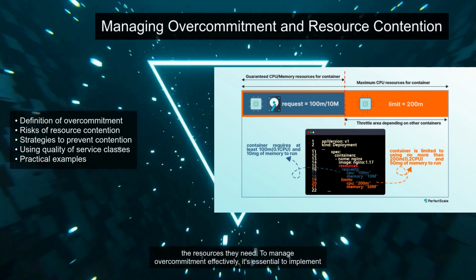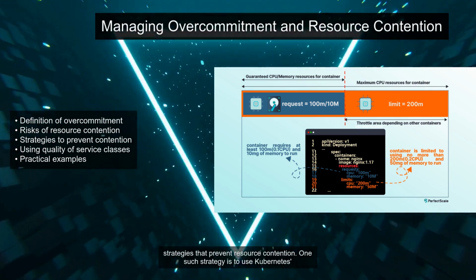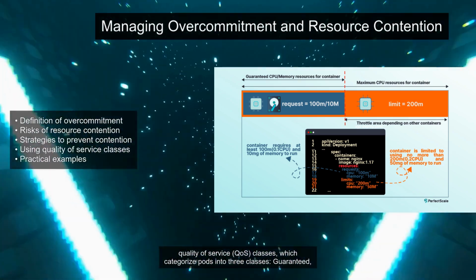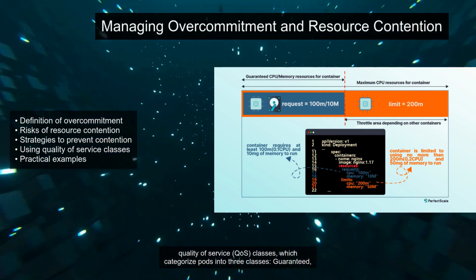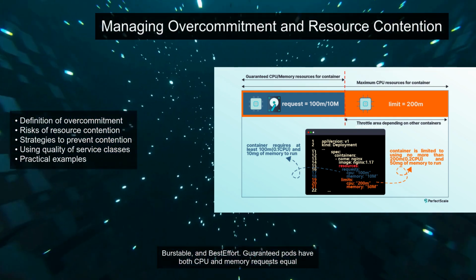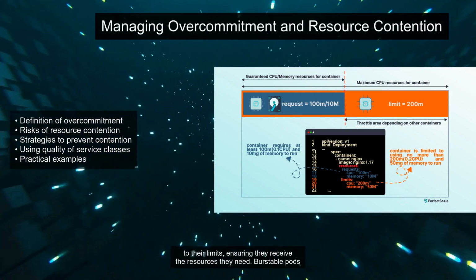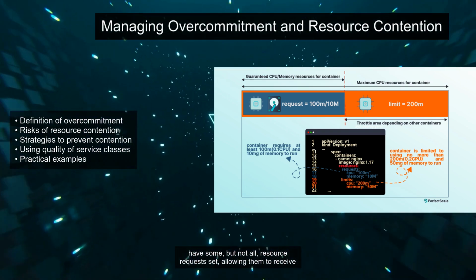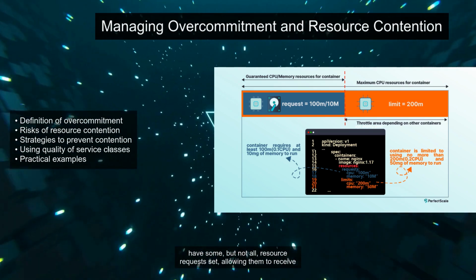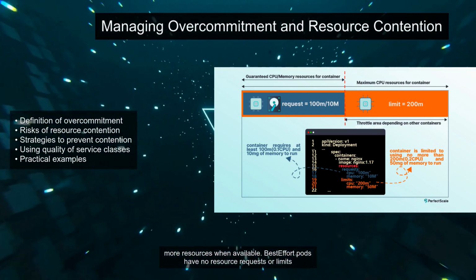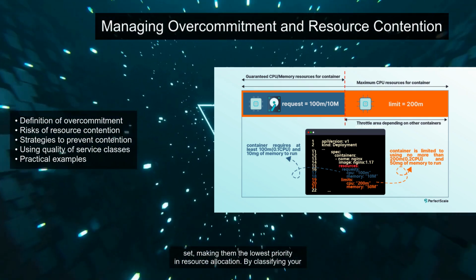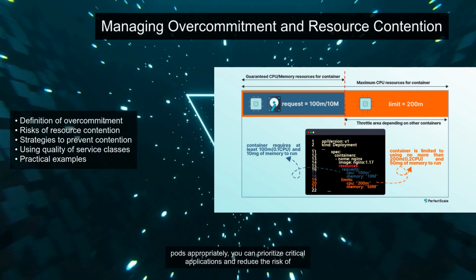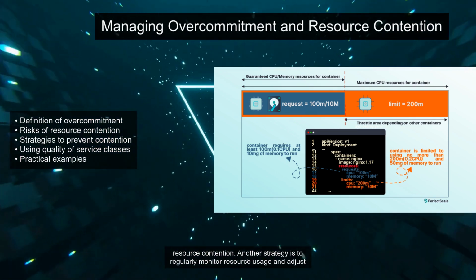To manage overcommitment effectively, it's essential to implement strategies that prevent resource contention. One such strategy is to use Kubernetes Quality of Service (QoS) classes, which categorize pods into 3 classes: guaranteed, burstable, and best effort. Guaranteed pods have both CPU and memory requests equal to their limits, ensuring they receive the resources they need. Burstable pods have some, but not all, resource requests, allowing them to receive more resources when available. Best effort pods have no resource requests or limits set, making them the lowest priority in resource allocation. By classifying your pods appropriately, you can prioritize critical applications and reduce the risk of resource contention.